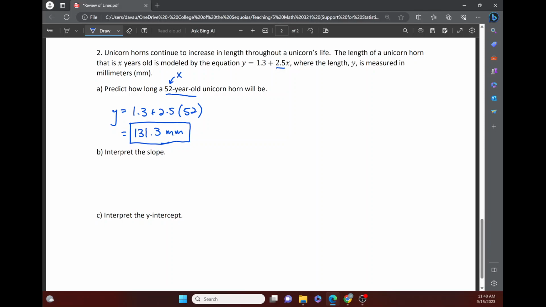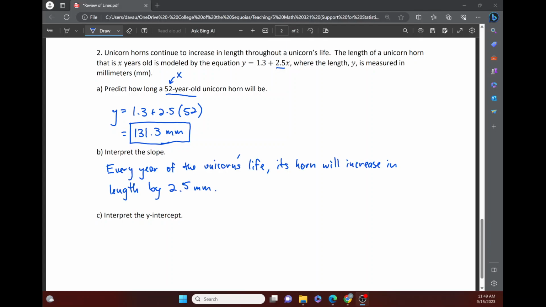Okay, so here's my interpretation. I would say, since slope is rise over run, and since the rise, y, is the length of the horn, and the run, x, is the age of the unicorn, I would say this slope of 2.5 means that we would expect the unicorn's horn to increase in length by 2.5 millimeters for every year of the unicorn's life, right? So something along those lines. Okay, so every year of the unicorn's life, its horn will increase in length by 2.5 millimeters.